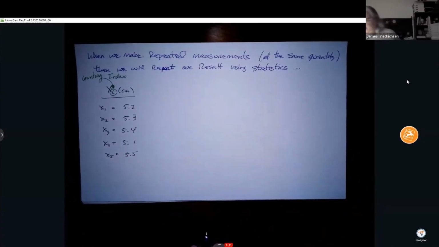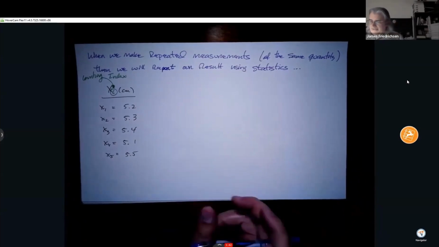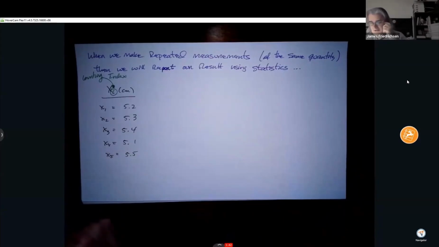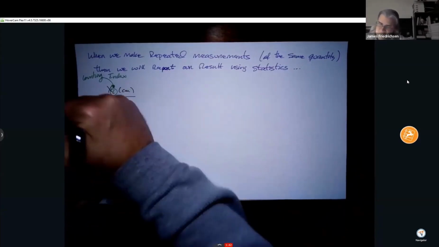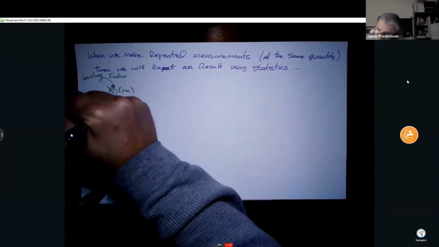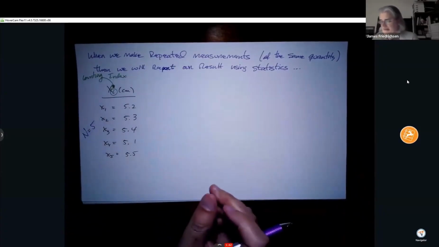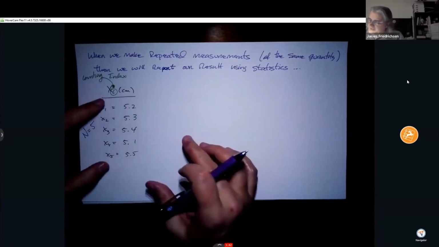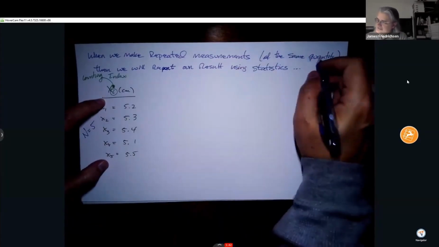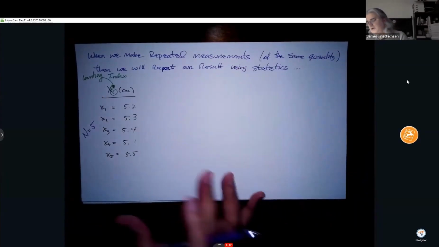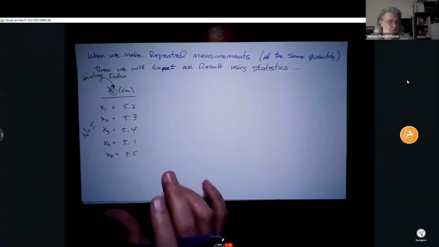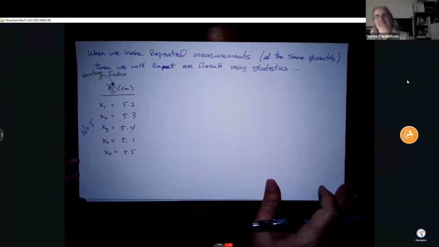And so the first thing that we're going to look at is how many values do we have in our data set. What we have in this set is 5 values. So the number of data points is 5. And our result for this repeated measurement of the same quantity is going to be the average, or the mean, the arithmetic mean.